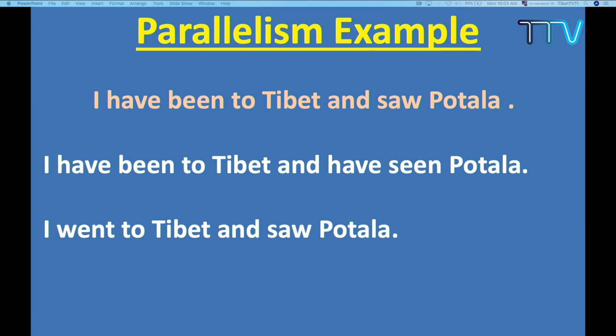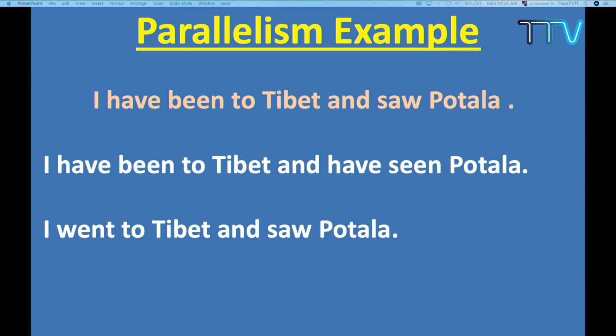For example, I have been to Tibet and saw Potala. Here we are talking about the verb. I have been is one form. I saw is the other form. These two forms are not the same, isn't it? Whenever you have this kind of mistake, we don't call it a run-on sentence; we call it a mistake related to parallelism, because the grammar rule says that all the forms should be the same.